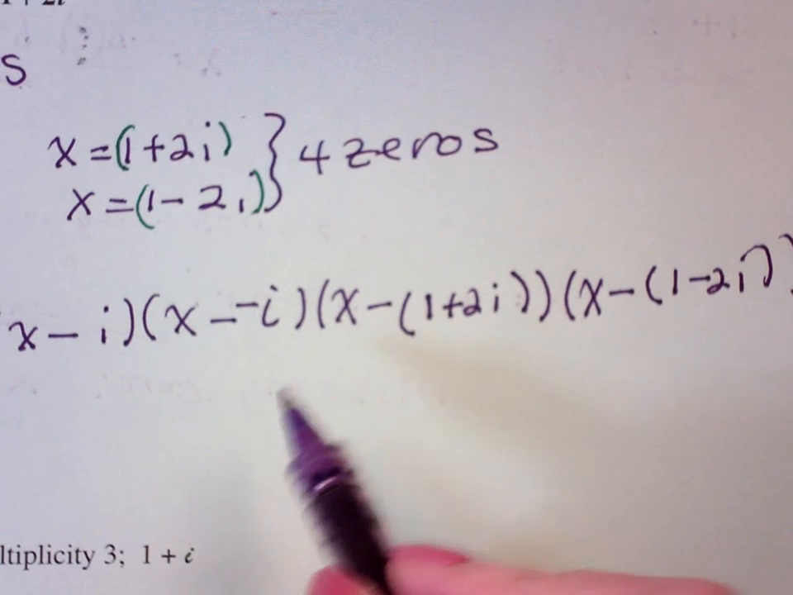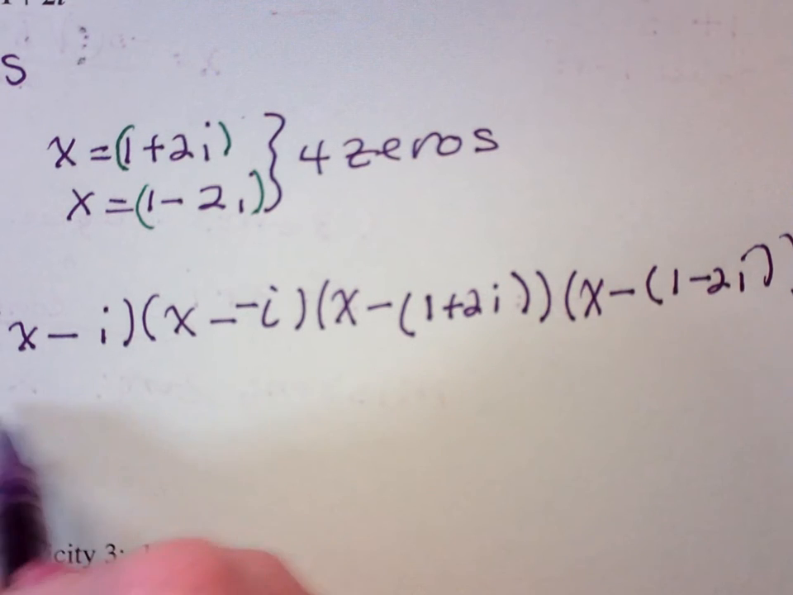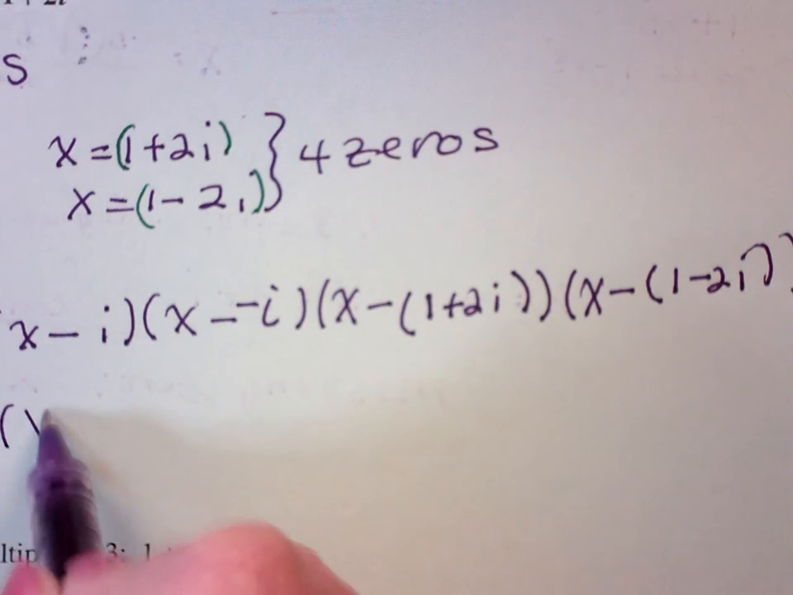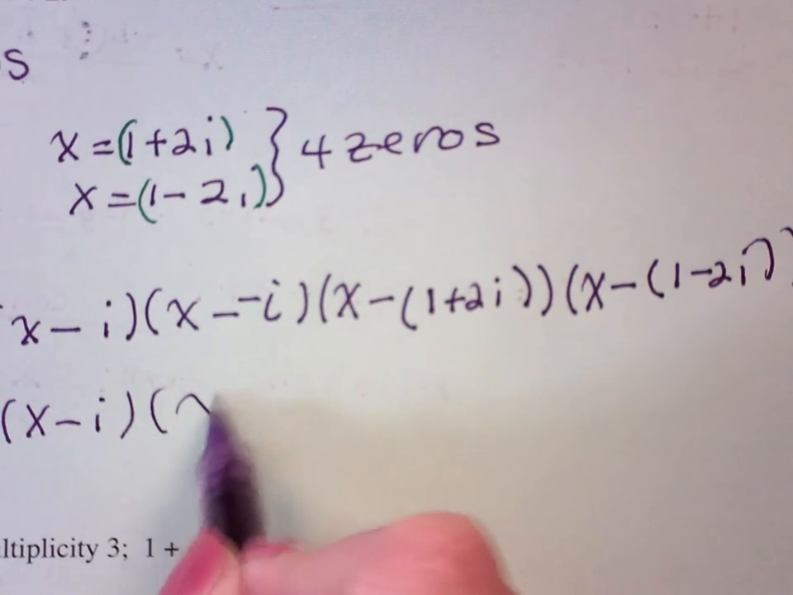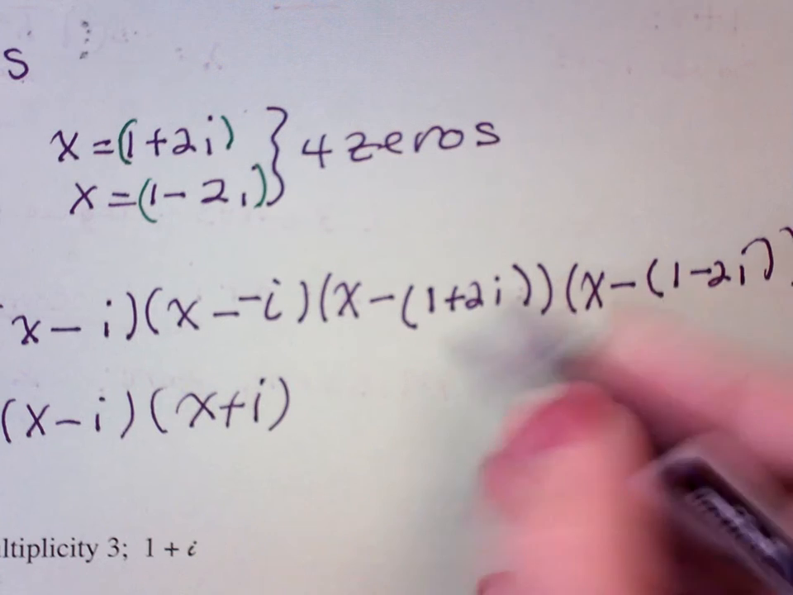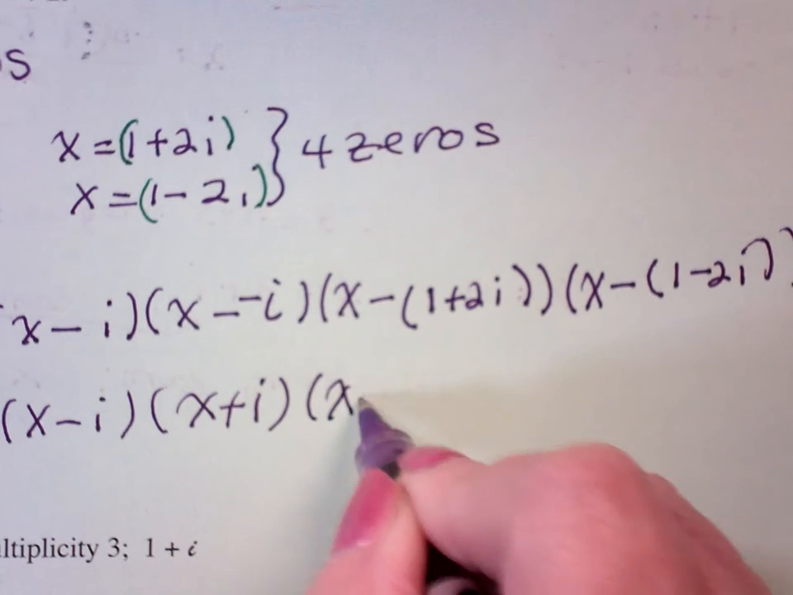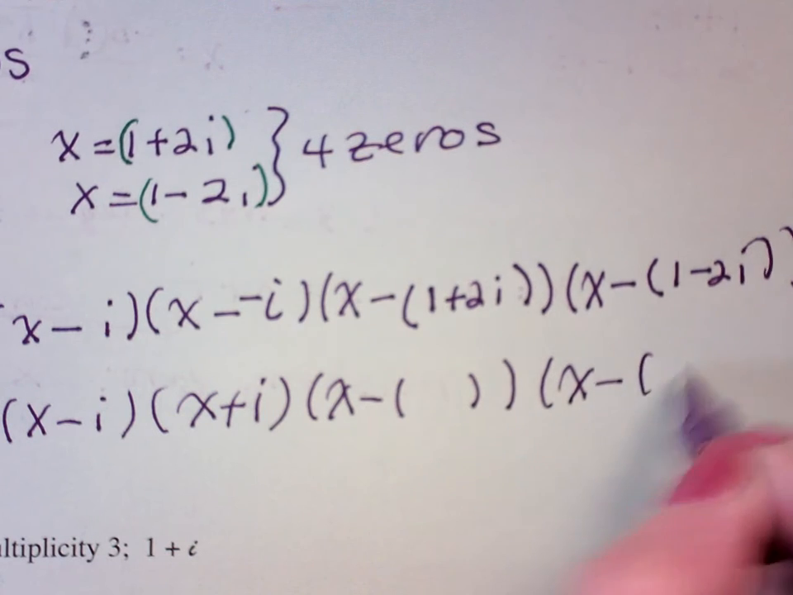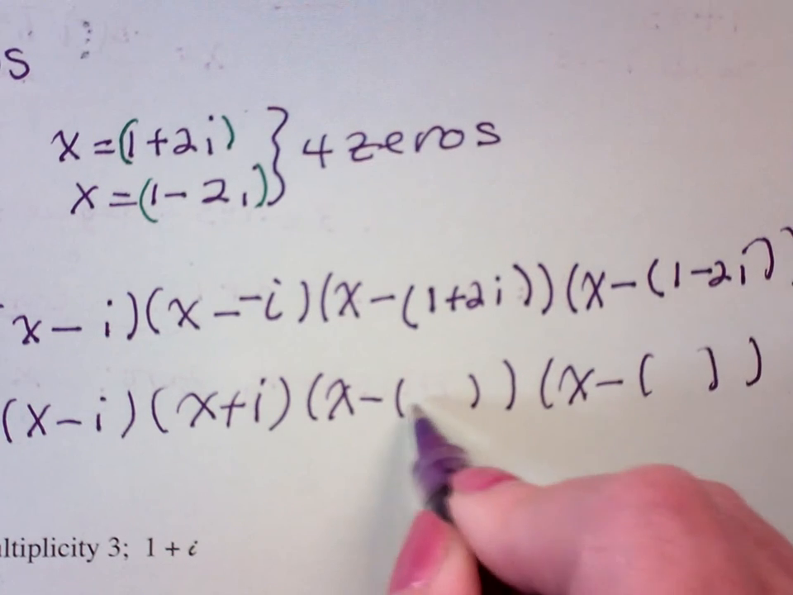The only one I would change is this in the middle, so that f of x equals x minus i, x plus i. I'd leave everybody else alone. x minus the 0, x minus the 0, because it's more than one term.